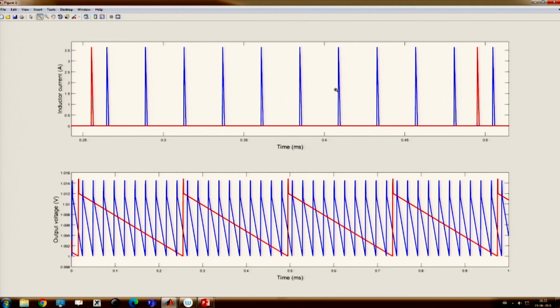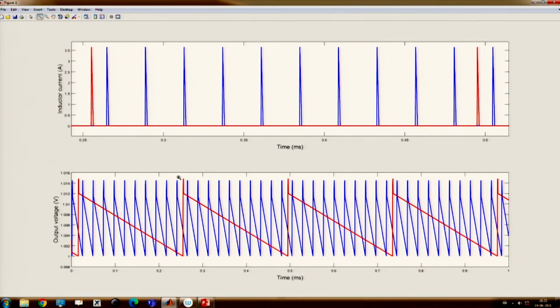So, that means the 10 times faster, higher switching frequency for higher load current, and lower for light load current. We can prove that the switching frequency is proportional to the load current. This is proved.